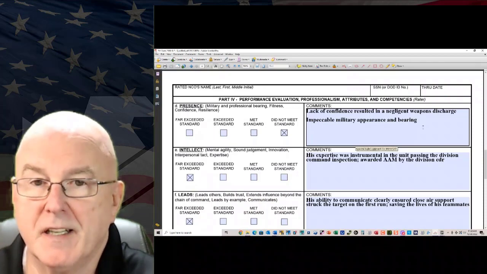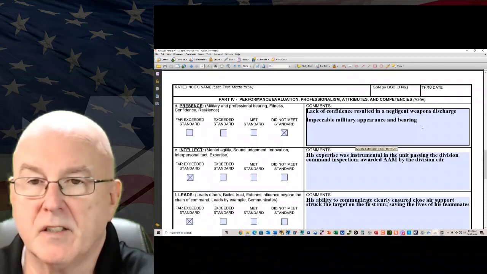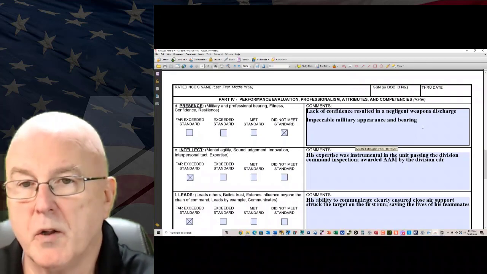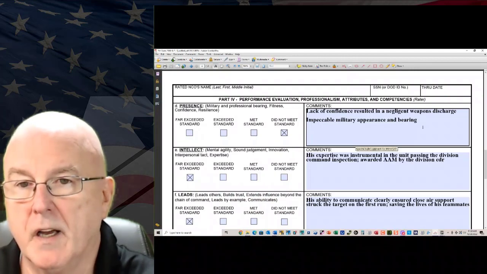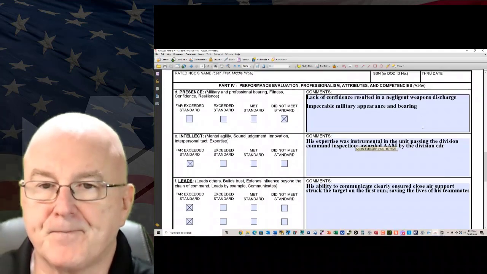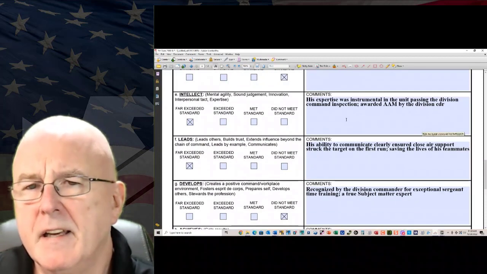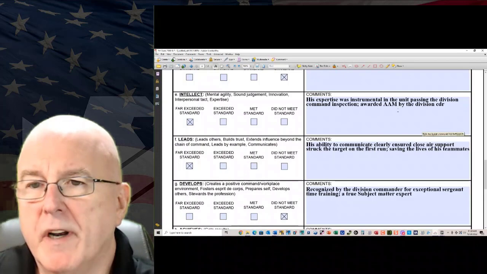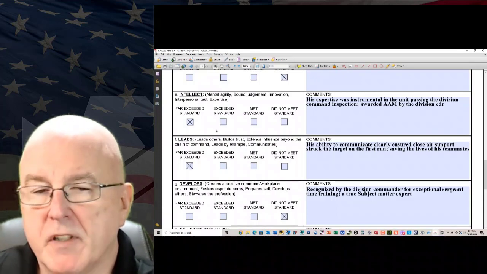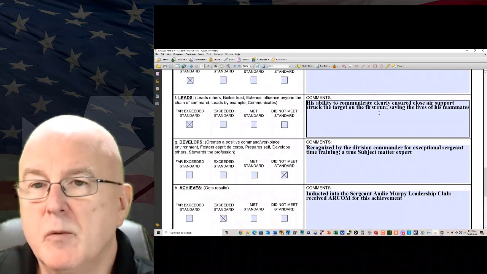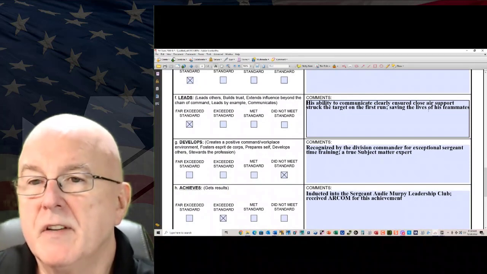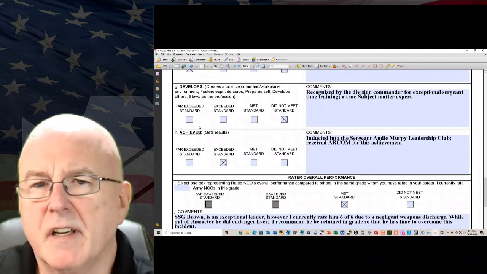He would still get a did not meet standards because of the negligent weapons discharge, but give the individual all the credit they deserve for their powerful achievements. Intellect. Experience was instrumental in the unit passing the division command inspection, awarded an AM by the division commander. Far exceeded standard. His ability to communicate clearly ensured close air support struck the target on the first run, saving lives of his teammates. Far exceeded the standard.